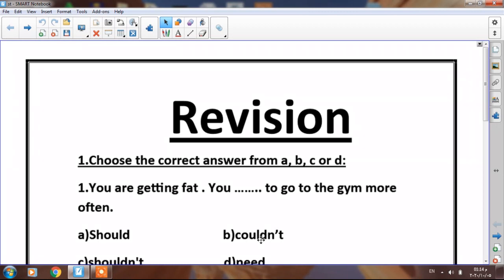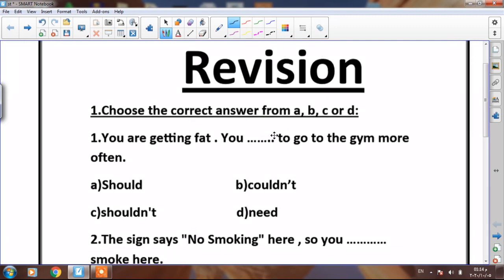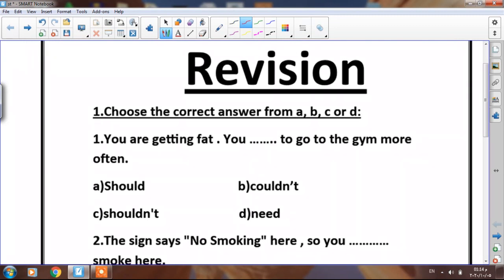Choose the correct answer. You are getting fat. You ought to go to the gym more often. Here we want to choose: should, couldn't, shouldn't, need. Of course, we have here need to. Why? Because we have here the word to. Here we can use you have to, you need to, both are right. But I will choose need to because it's clear for this sentence.